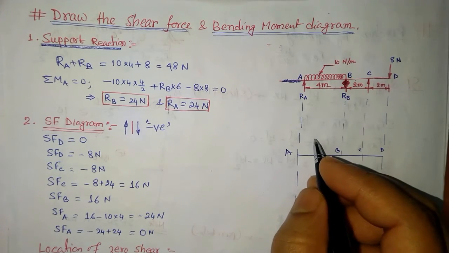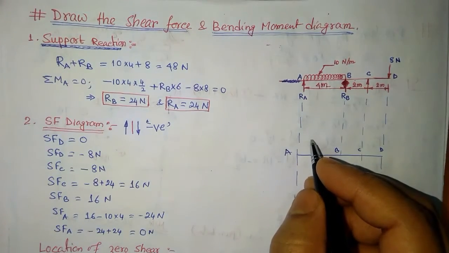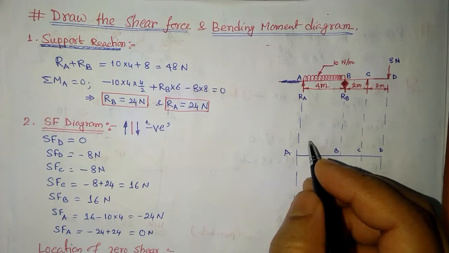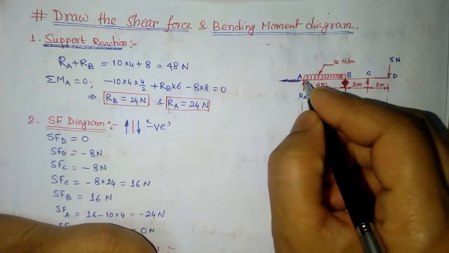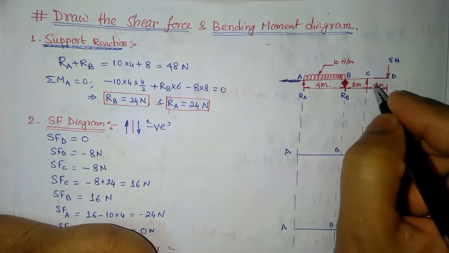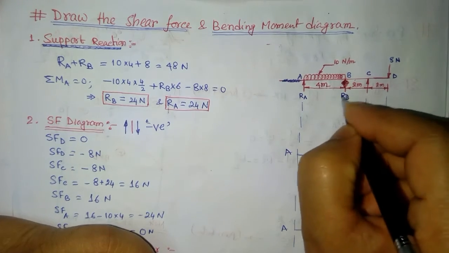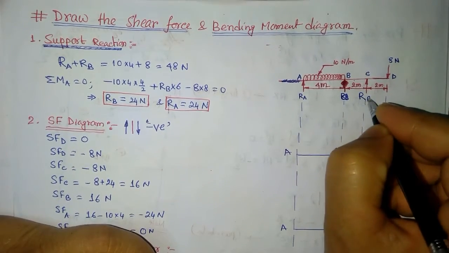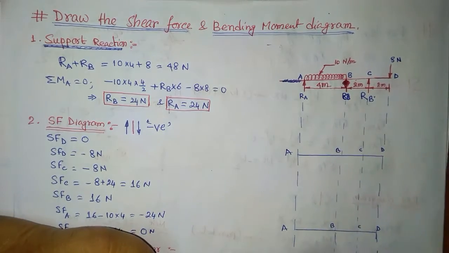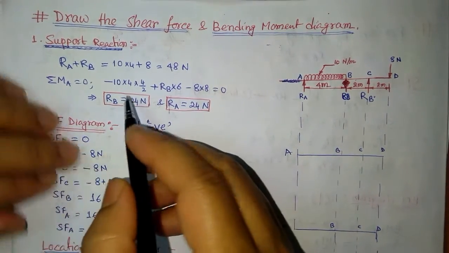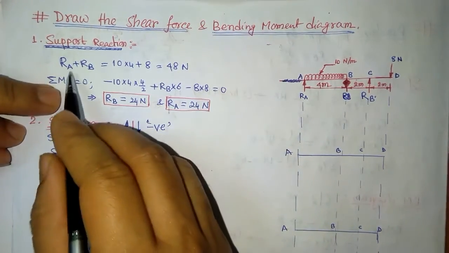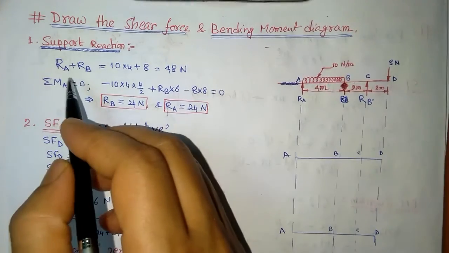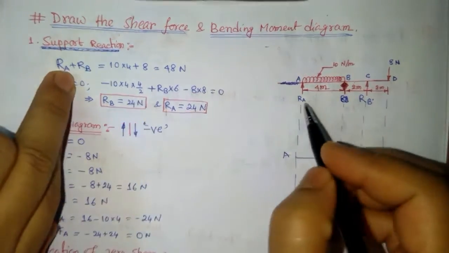As already told, for drawing the shear force and bending moment diagram, first we need to find the support reaction. If it is a simply supported beam, definitely first we have to find the support reaction. So at support A there is RA, and at support C there is RB. So RA plus RB, that is the support reaction.